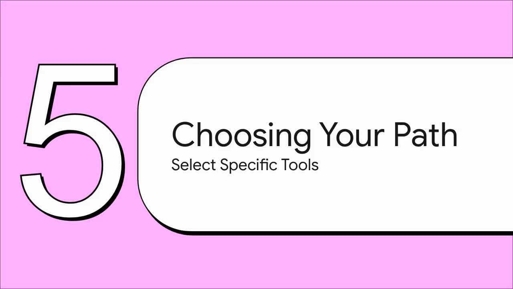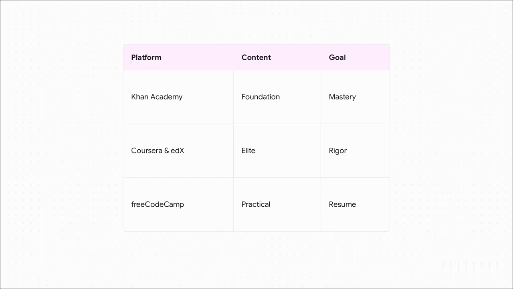Finally, part 5, choosing your path. So let's tie this whole shebang together. It really comes down to this. If your educational goal is student mastery, your ideal path is that foundational content on platforms like Khan Academy. Now, if you want that deep university rigor, you're going to seek out elite curricula through Coursera and edX. And if your target is immediate resume enhancement, you dive straight into practical skills with Free Code Camp and Google Digital Garage. It's this perfectly structured ecosystem that's designed to meet you exactly where you are.